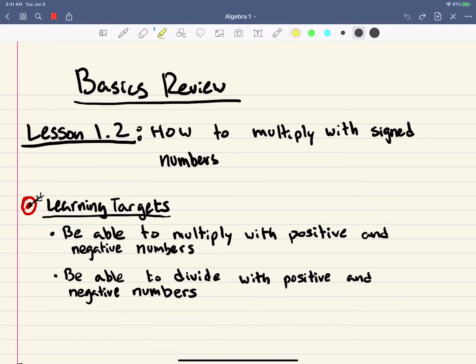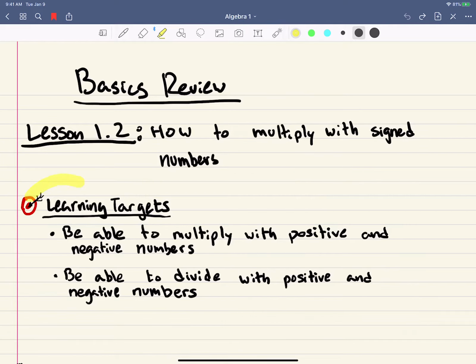Today, we will be reviewing yet again. We're going to do our basics review, and what we're going to be reviewing is how to multiply with signed numbers. That is our goal today. Why is that our goal? Because we just need to review it. We're in lesson 1-2. Technically, it's not even in the book. This is stuff that we just need to know how to do before we even begin. For some of us, easy. For some of us, really hard. But I think it's overall pretty easy. So if you can multiply and if you can divide, then this should be pretty easy.